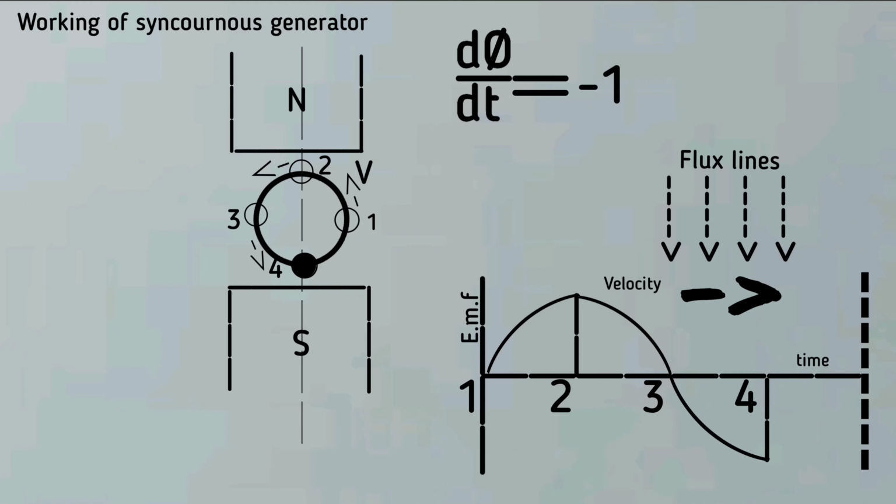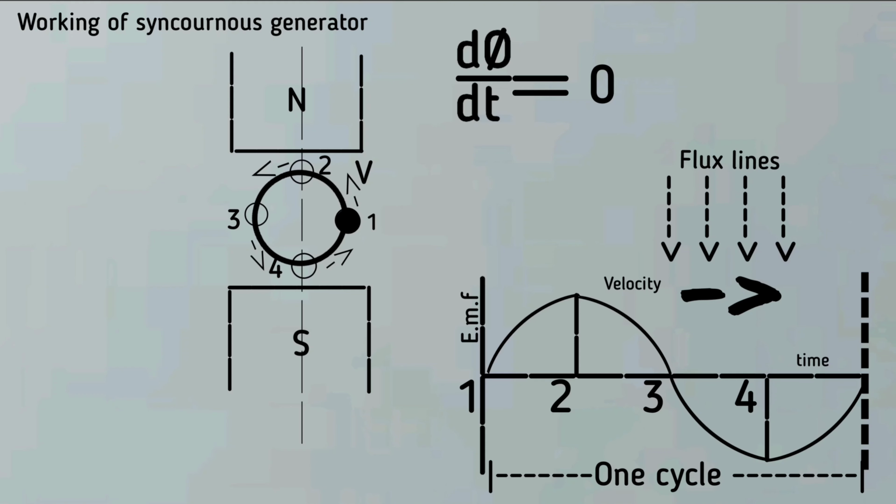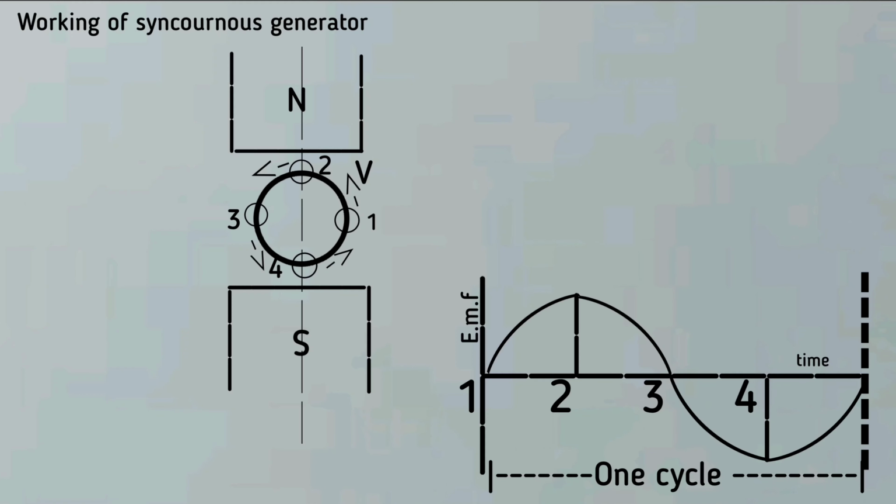Again, from position 4 to position 1, the induced EMF decreases and finally at position 1 becomes 0. This cycle continues as the conductor rotates at a certain speed. So, if we plot the magnitude of the induced EMF against time, we get an alternating nature of induced EMF as shown in the graph. This is the working principle of an alternator or synchronous generator.